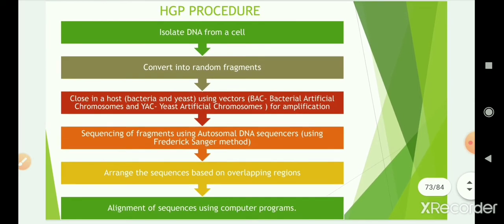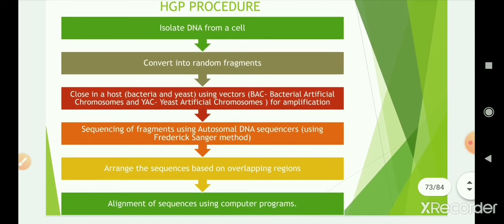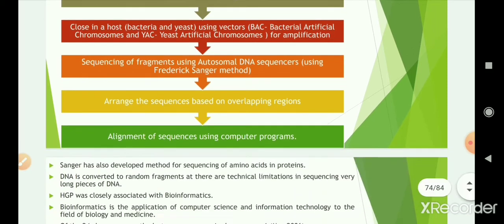Then there are different steps in the Human Genome Project procedure. First, they isolated DNA from the cell and converted it into random fragments. Then, cloned in a host, either bacteria or yeast, using vectors that are BAC, bacterial artificial chromosomes, and YAC, yeast artificial chromosomes, for the amplification process. Then sequencing of the fragments using automated DNA sequencers. For that they use the Frederick Sanger method, and then arrange the sequences based on the overlapping regions, then alignment of the sequences using computer programs.